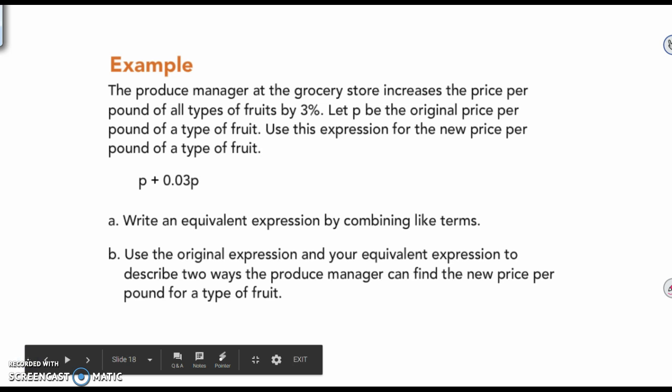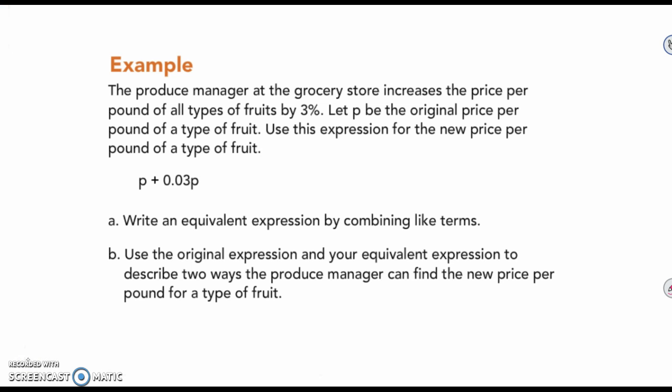The produce manager at the grocery store increases the price per pound of all types of fruits by 3%. 3% as a decimal is 0 and 3/100. Let P be the original price per pound of a type of fruit. Use this expression for the new price per pound of any type of fruit. So P plus 3/100 times P.